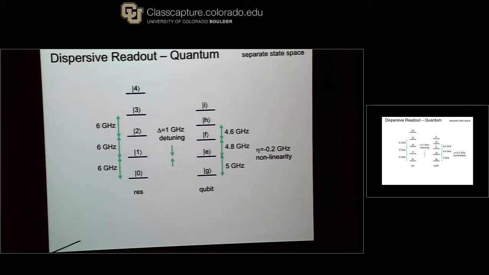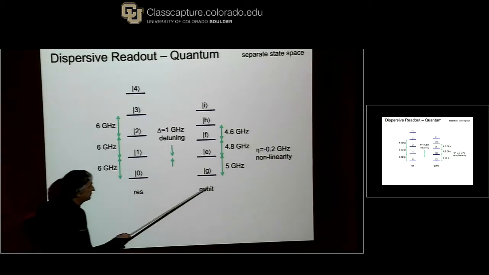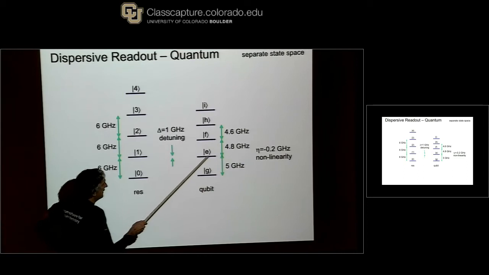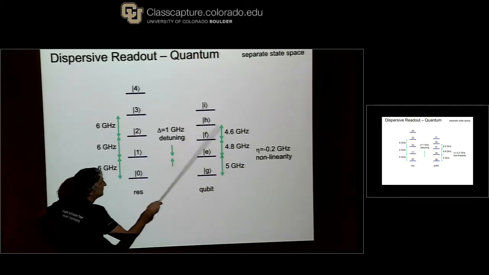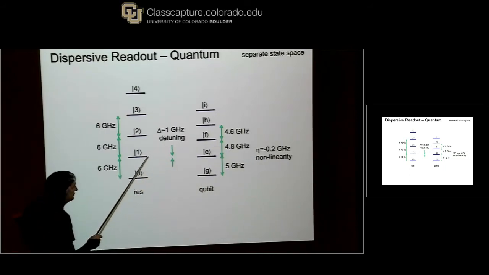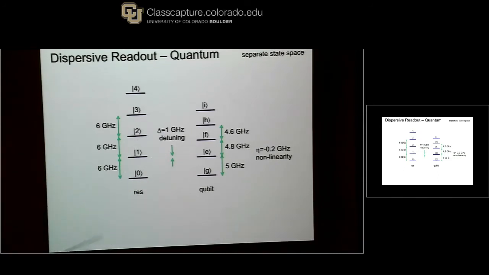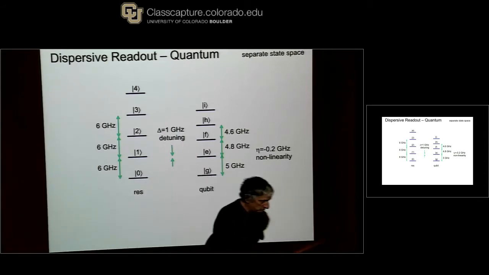In the resonator, we have, let's say, a 6 gigahertz resonator, equally spaced energy levels by 6 gigahertz. Let's say the qubit is parked at 5 gigahertz. So this is 5 gigahertz, and the next excited state is 4.8. The next one is 4.6, because we have a nonlinearity of 0.2, and then these are detuned by about a gigahertz. Okay? So that's the setup.